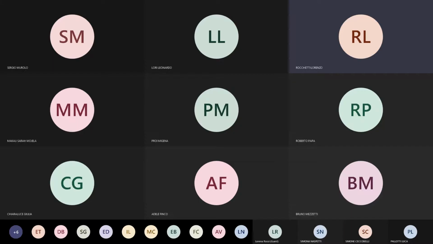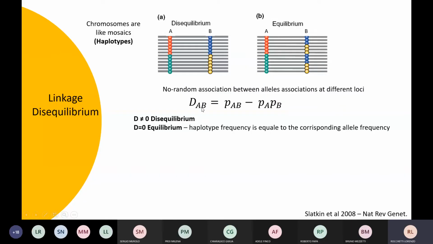single allele A and B. When those members are equal, we are in a situation of equilibrium. But most of the time, we are in a situation of disequilibrium. So basically, this DAB, this distance, is different from zero. It can be higher or less than zero.